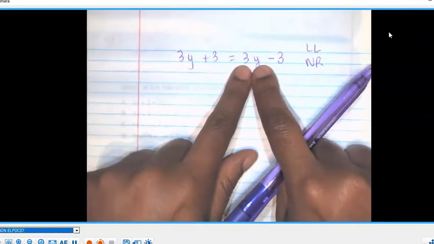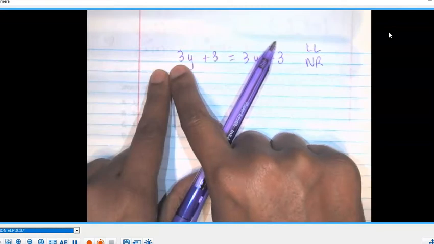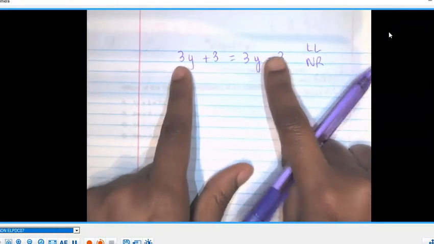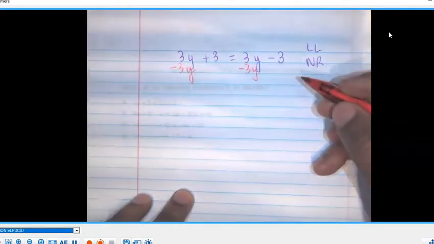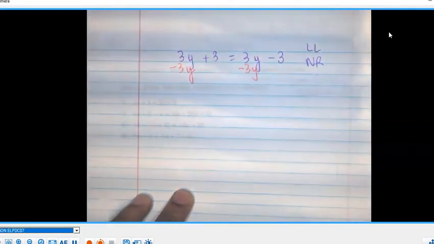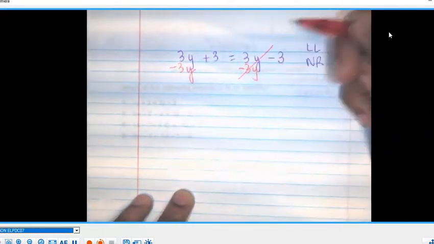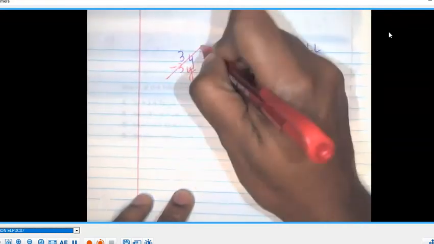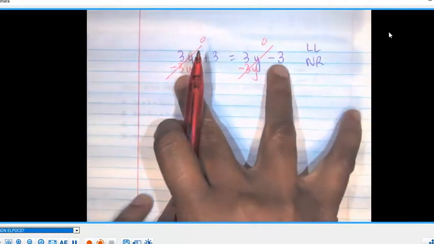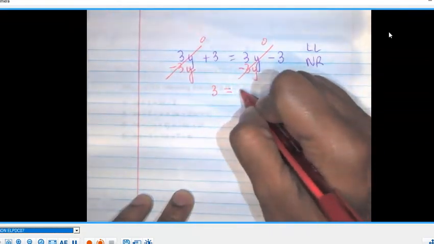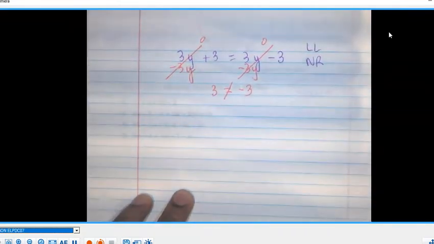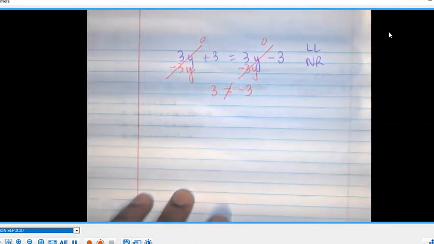So I'm going to move this 3y over to this side. Well, when I move a term from one side to the other, I change the sign. So I'm going to subtract 3y, and look what happens. Remember, special solutions, the variable goes away. So this is 0, this is 0, and now I'm going to drop down those two constants and see if I get a true or false statement. So 3 equals -3, and you and I know that is not true, so therefore this problem is no solution.